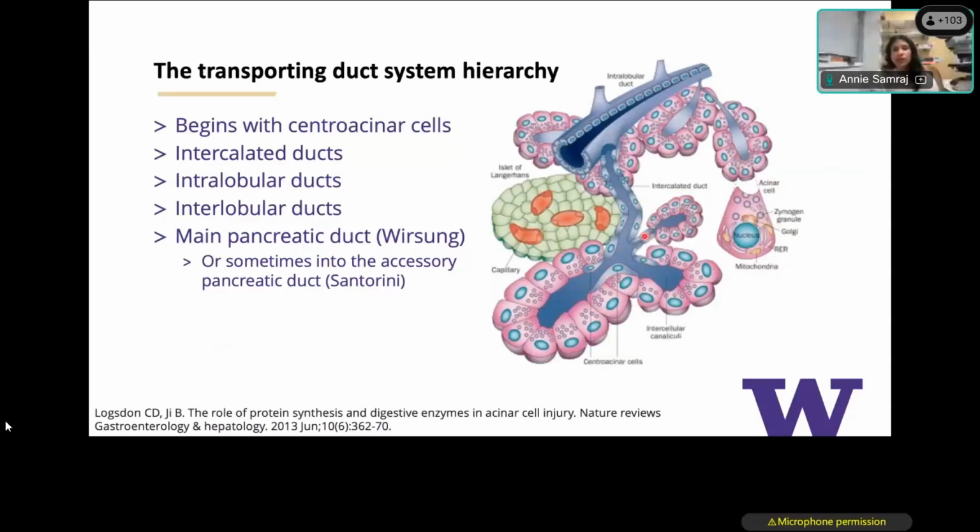Same way for this. So these come together and form the intercalated duct. Intercalated ducts will join other lobules, known as the intralobular ducts. And then between the lobules of the pancreas, we have the interlobular ducts. So centroacinar, intercalated, intralobular, and interlobular ducts. The interlobular ducts are the ones that feed into the main pancreatic duct. Sometimes you also have an accessory duct.